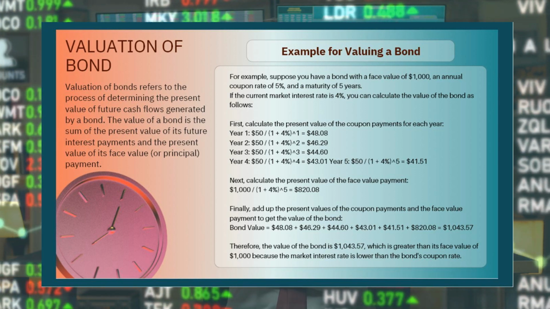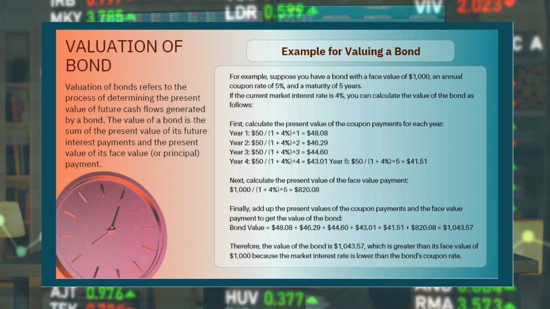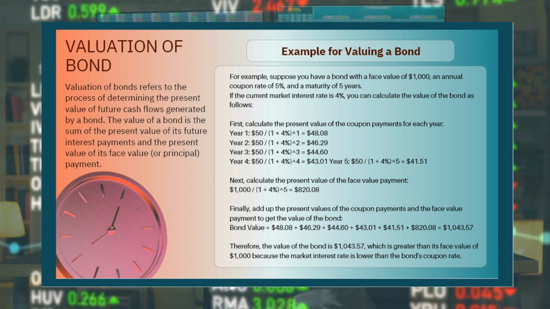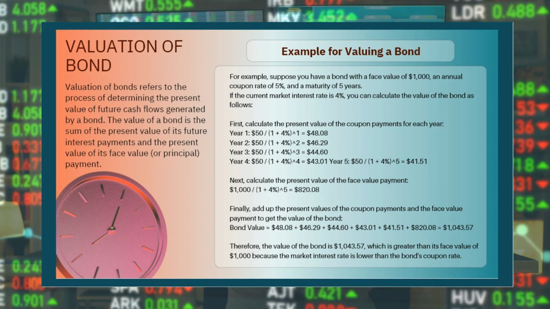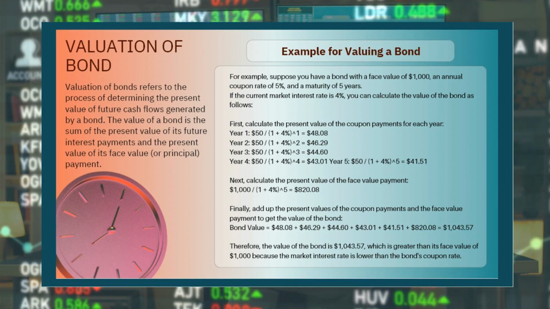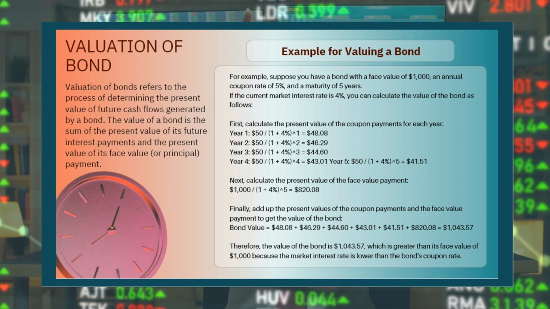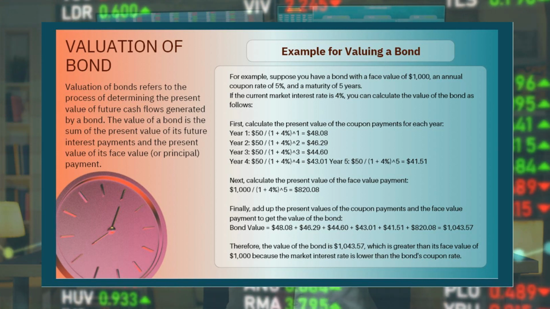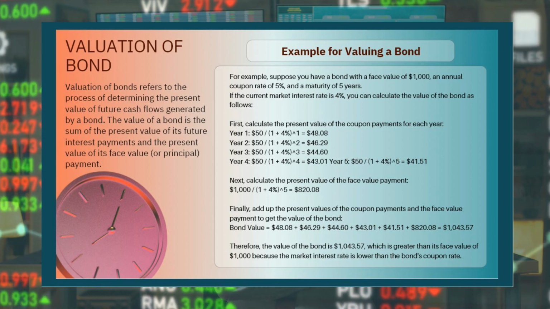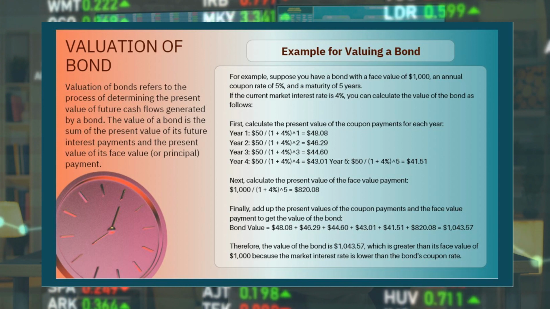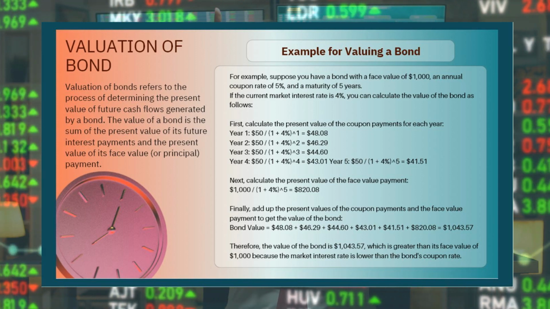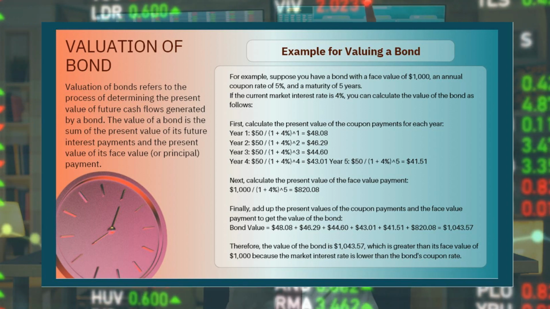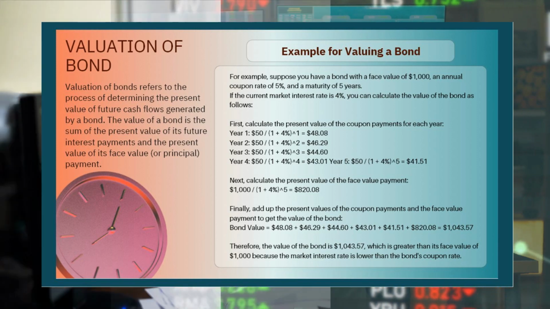Finally, add up the present values of the coupon payments and the face value payment to get the value of the bond. So the bond value is equal to $48.08 plus $46.29 plus $44.60 plus $43.01 plus $41.51 plus $820.08, and that will give you $1,043.57. Therefore, the value of the bond is $1,043.57, which is greater than its face value of $1,000 because the market interest rate is lower than the bond's coupon rate. As you can see, the value of the bond is higher than its face value because the coupon rate is higher than the current market interest rate, making the bond more attractive to investors.